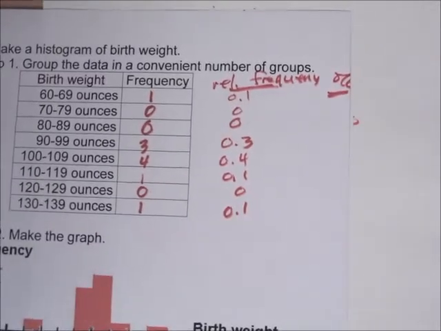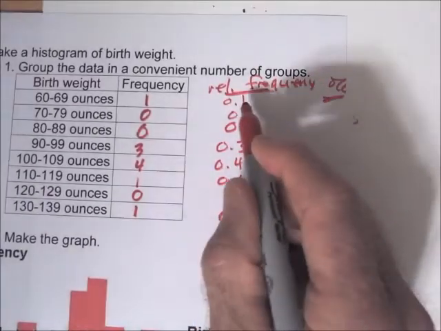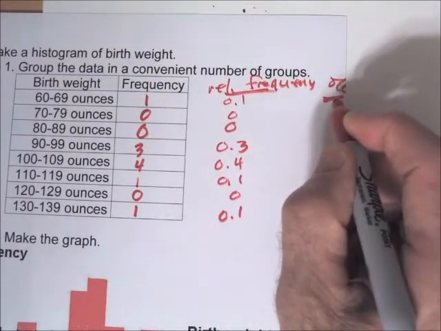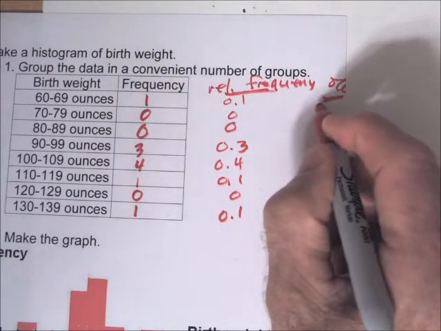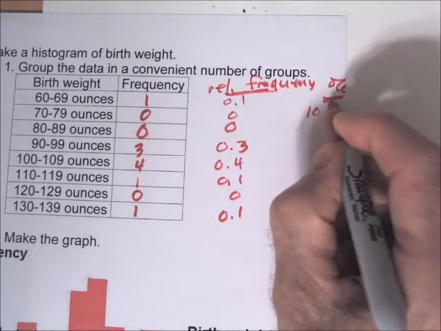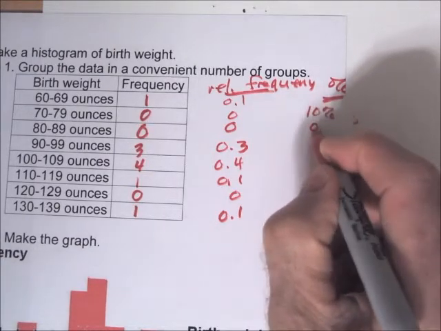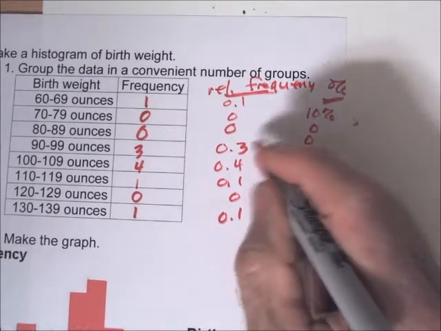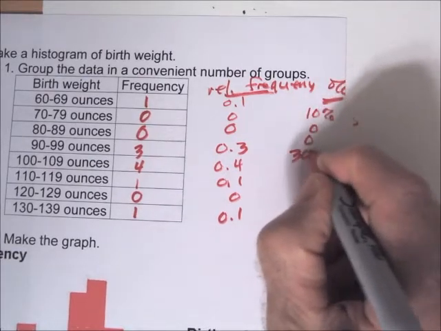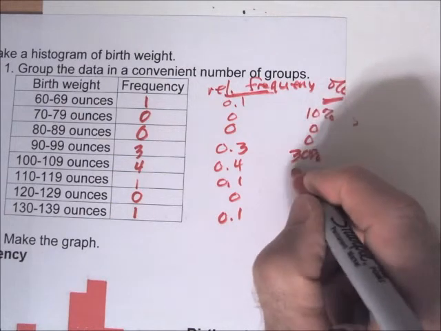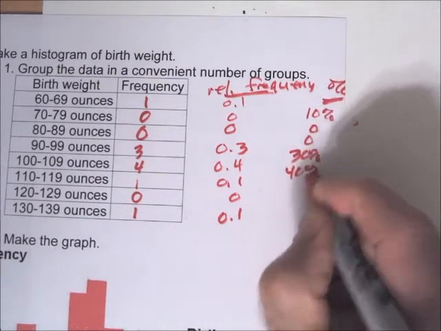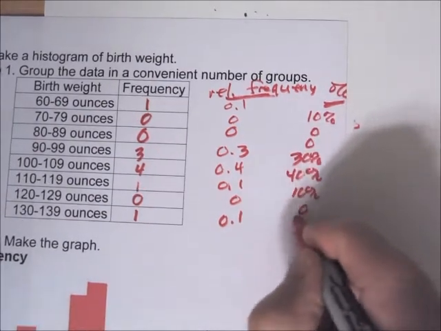It's not going to affect the shape of the graph, but if you multiply by 100, you make these into percent. So this would be 10% of the babies were in the 60s. This is 0%, 0%, 0.3 times 100, 30% were in the 90s, 40%, 10%, 0, 10%.